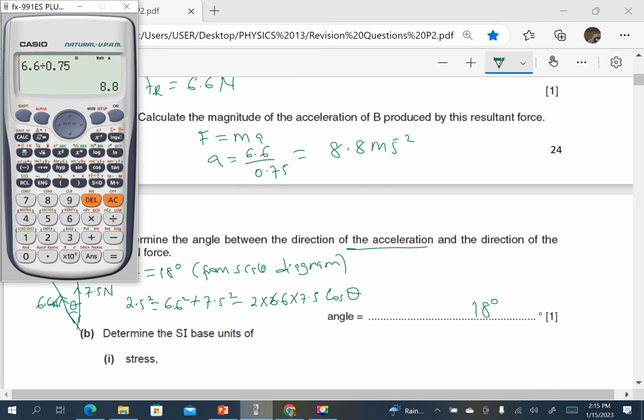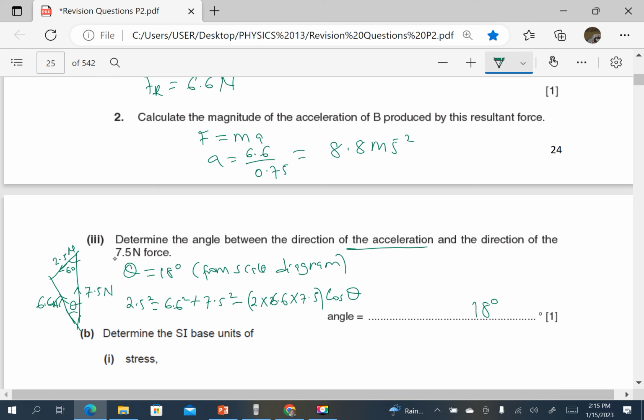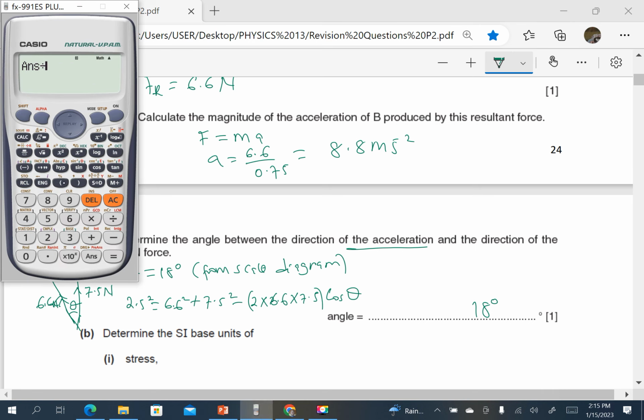So I will simply say 2.5 squared is on the left, minus 6.6 squared. I'm taking 6.6 squared on the left. I'm also taking 7.5 squared on the left. That's why I'm subtracting. Then it is a negative, so I'm going to divide by this quantity here. So divide by, open the brackets, 2 times 6.6 times 7.5, close the brackets. Remember it was a negative, so I'll put a negative somewhere. Negative. And that gives me a positive value, which is actually that value.